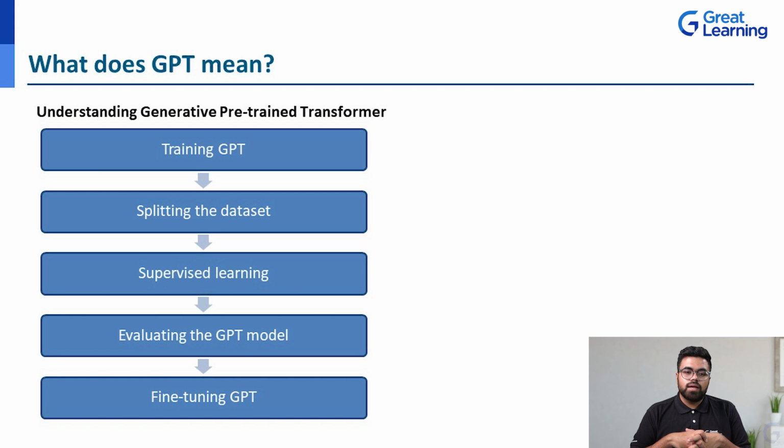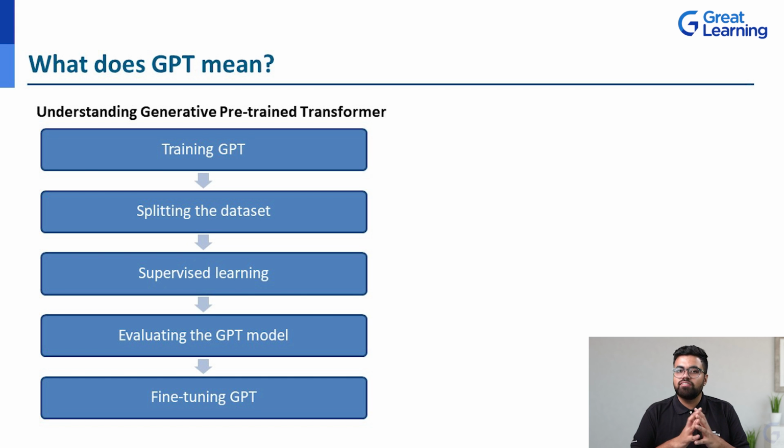The third step is training the GPT model, right? So now the GPT model is trained using a technique called supervised learning. So in supervised learning, the model is given a set of input data and a set of output data. So the model learns to map the input data to the output data. So in case of GPT, the input data is a sequence of words, and the output data is the next word in that sequence, right?